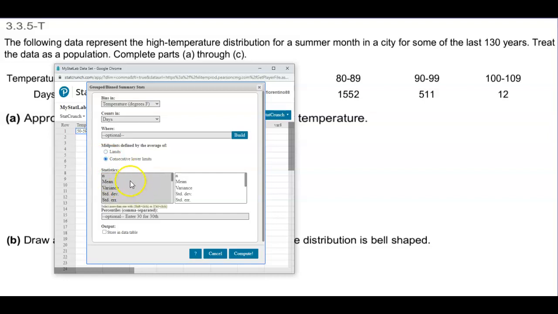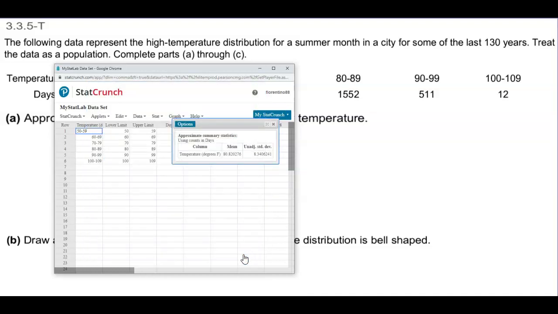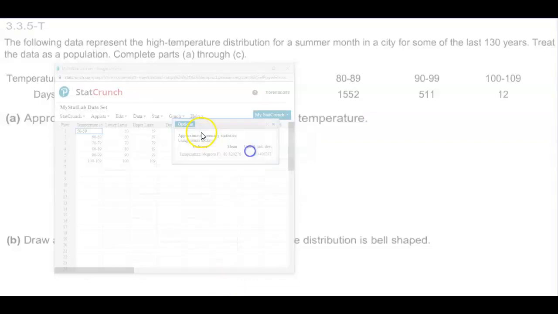Now this is where you need to be careful. Because we're dealing with the population, we can find our mean, but we're not going to use this standard deviation because this represents the sample standard deviation. Hold the control button, and then we're going to come down to where it says unadjusted standard deviation. This represents the population standard deviation. So you're going to go ahead and select that. Once you do that, we're going to copy down what we get for our information here.